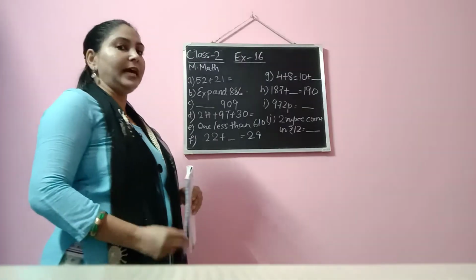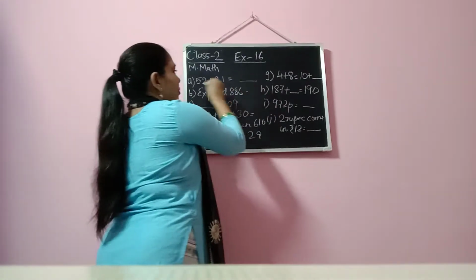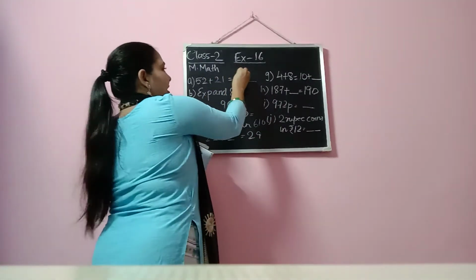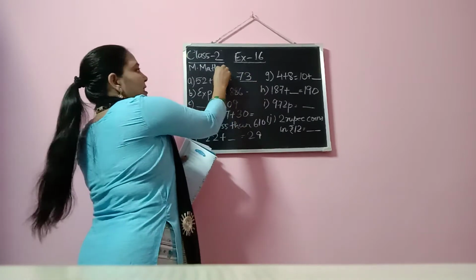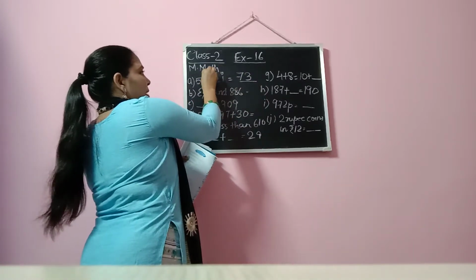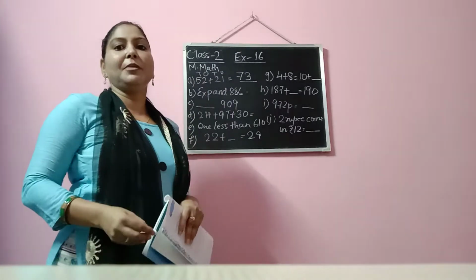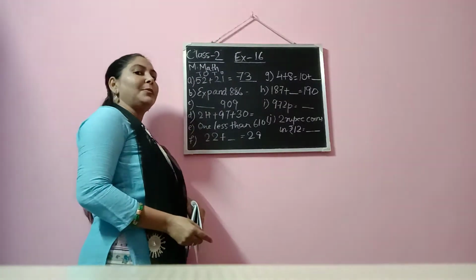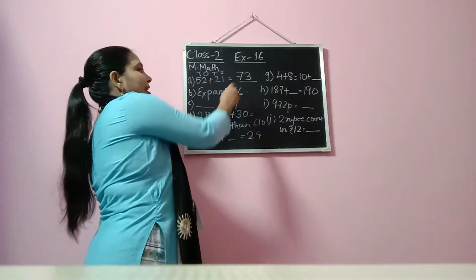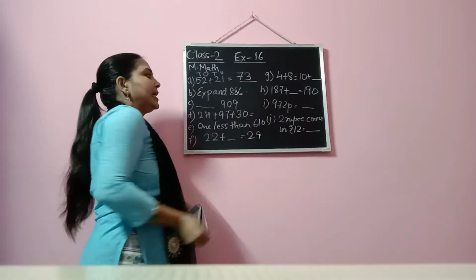This is just simple addition. When you add these two numbers, you get 73. Because this is ones place and this is tens place. Ones place will be added by ones place and tens place will be added by tens place. So you get 73. Okay, the next one.